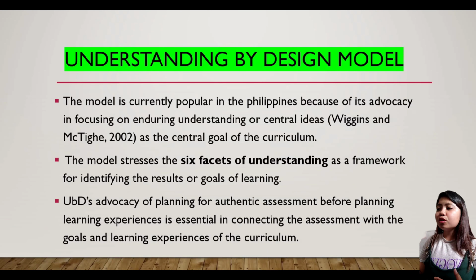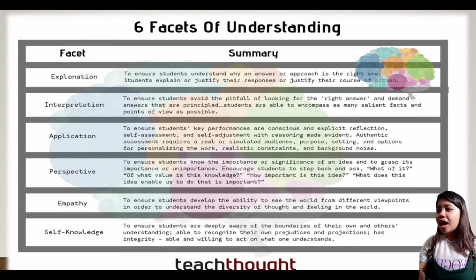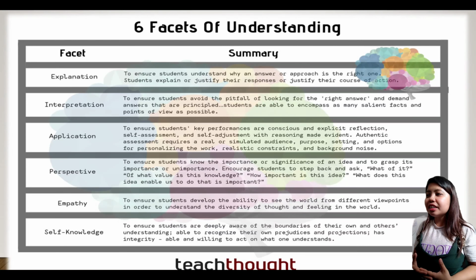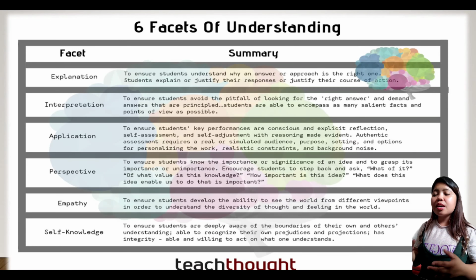Another piece of information: the model stresses the six facets of understanding as a framework for identifying the results or goals of learning. These are the six facets of understanding: explanation, interpretation, application, perspective, empathy, and self-knowledge. It is the capacity to explain, interpret, apply, shift perspective, empathize, and self-assess.